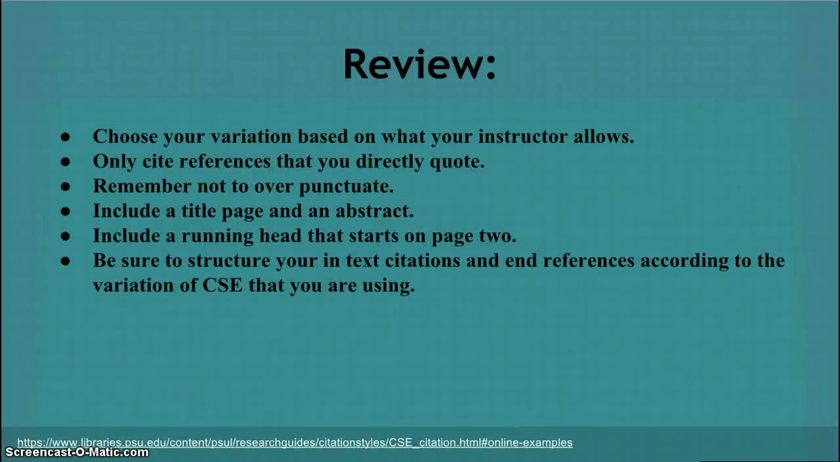So to review, choose your variation based on what your instructor allows. Only cite references that you directly quote. Remember not to over-punctuate. Include a title page and an abstract. Include a running head that starts on page 2. And finally, be sure to structure your in-text citations and end references according to the variation of CSE that you are using.